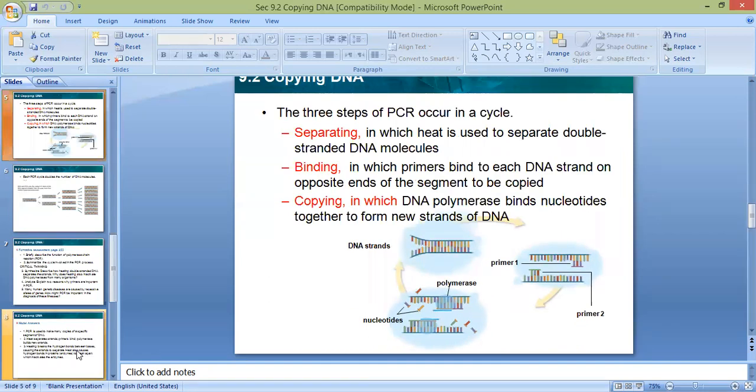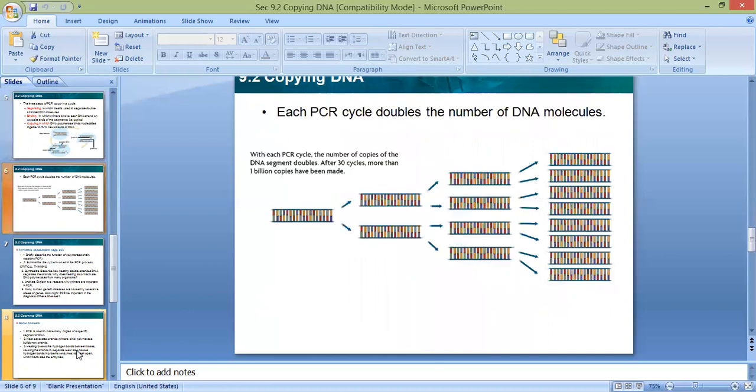The 3 steps of PCR occur in a cycle. The first one is separation, in which heat is used to separate the double-stranded DNA molecule, then binding the primers to each DNA strand at opposite ends, and then copying the DNA by DNA polymerase, which binds the nucleotides together to form a new strand of DNA. Each PCR cycle doubles the number of DNA molecules.